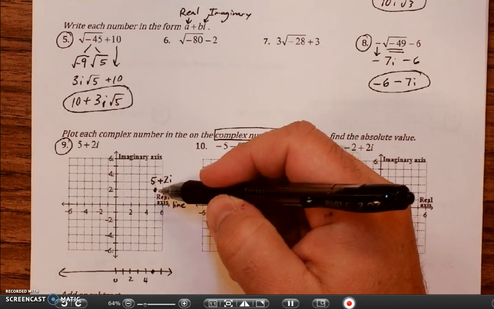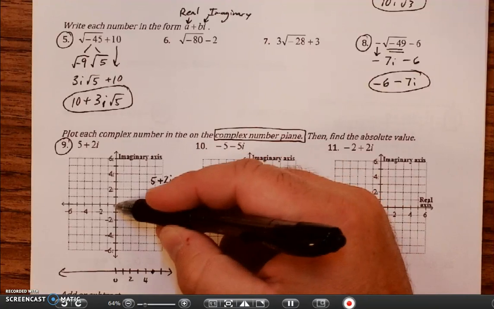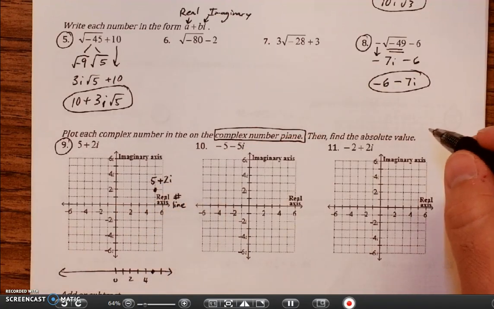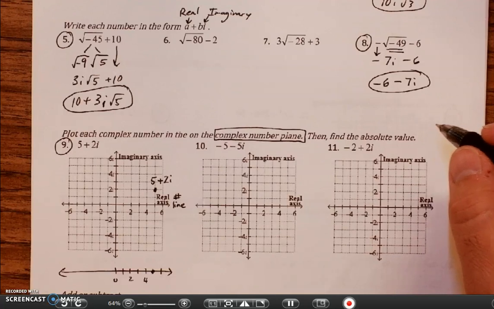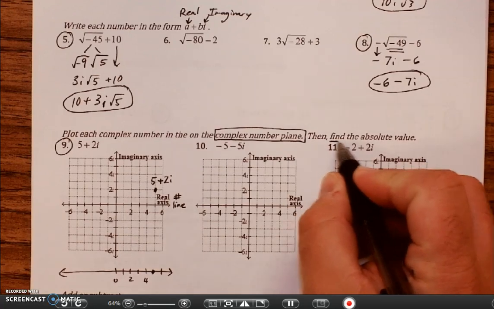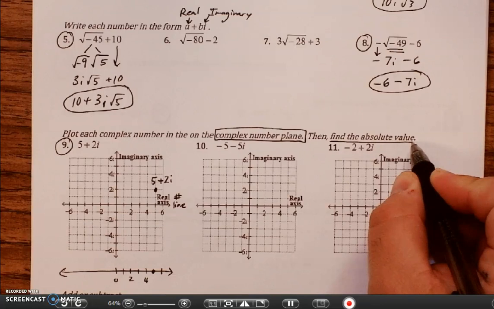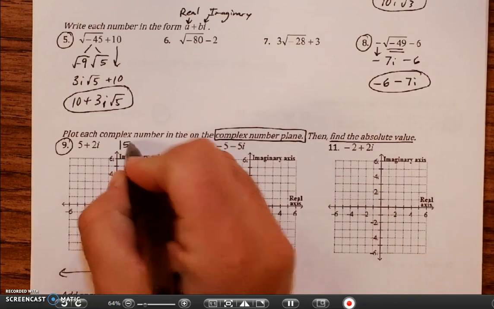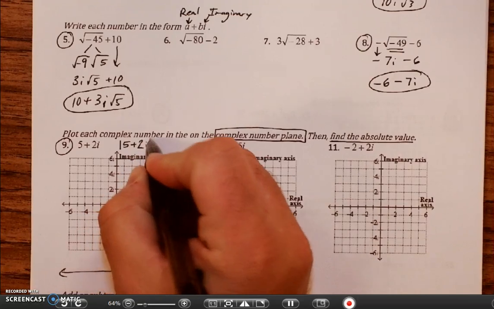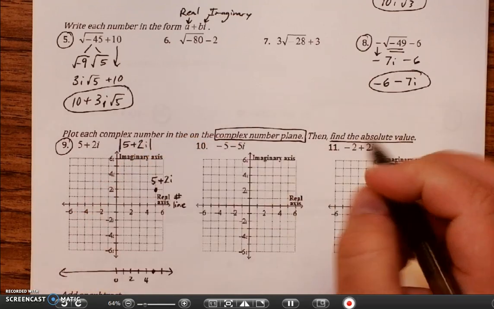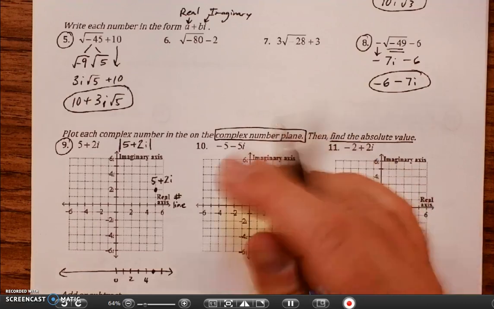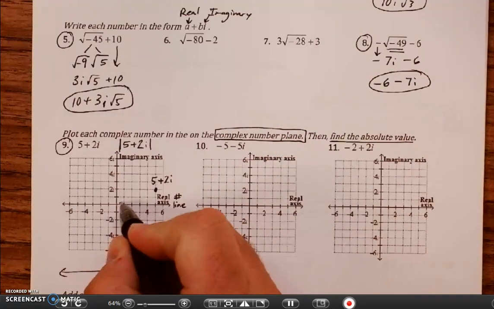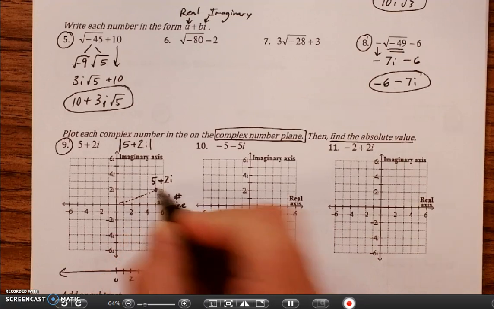Anyway, coordinates like this can be found just like if you had the coordinate 5, 2. Now, it also says in this question, find the absolute value of 5 plus 2i. Now, what do we know about absolute value? According to the video, we talked about it being a distance away from the origin.